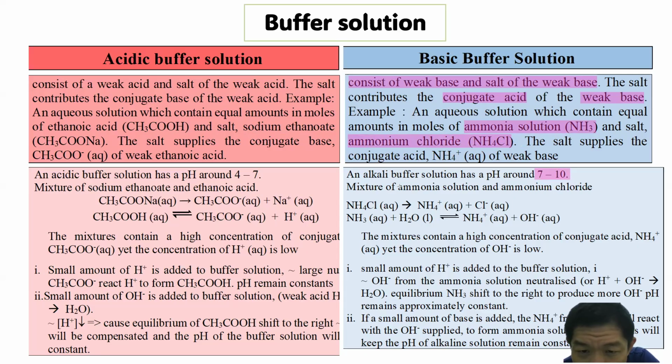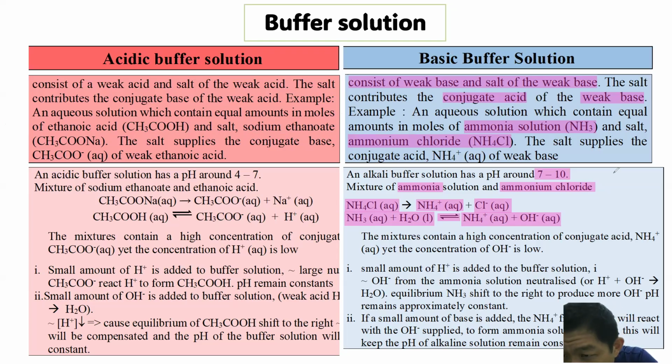When you mix the ammonia with ammonium chloride, NH4Cl dissociates completely to form NH4+ and Cl-. At the same time, you have ammonia. When dissolved in water, it forms ammonium ion and also hydroxide ion. Now this goes reversibly because ammonia is a weak base. Therefore, inside the mixture, you have three main components.